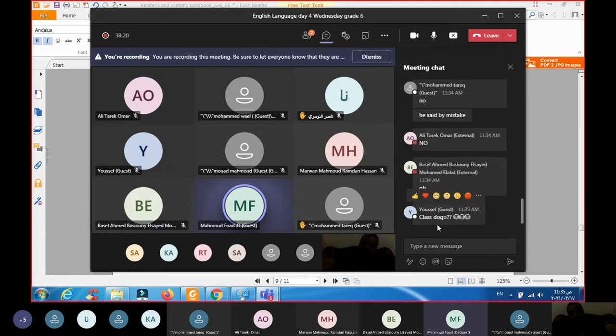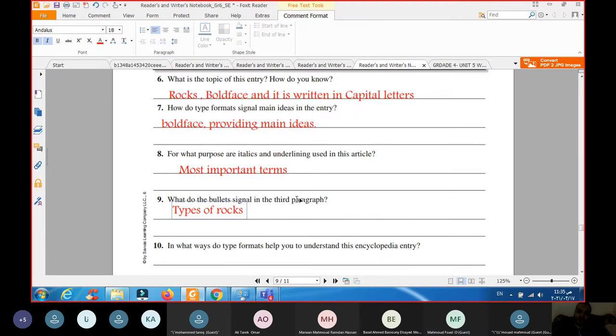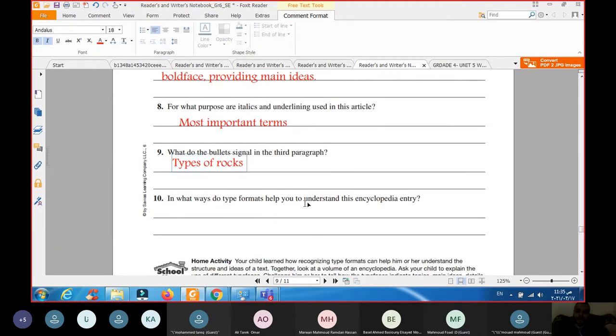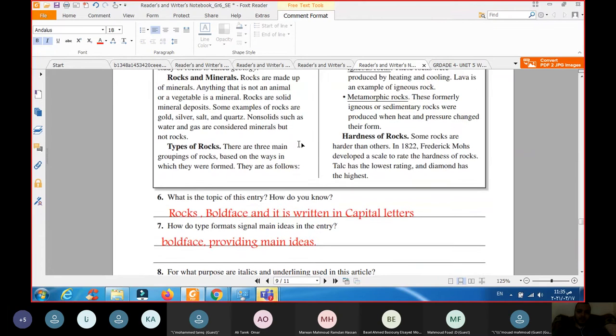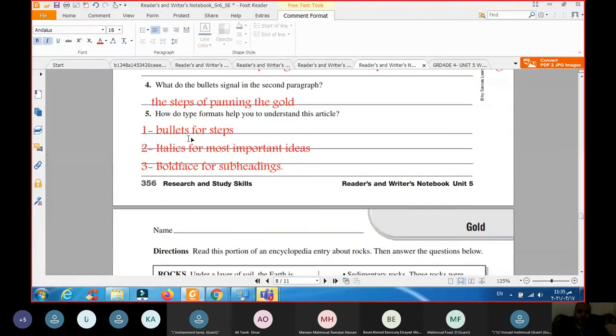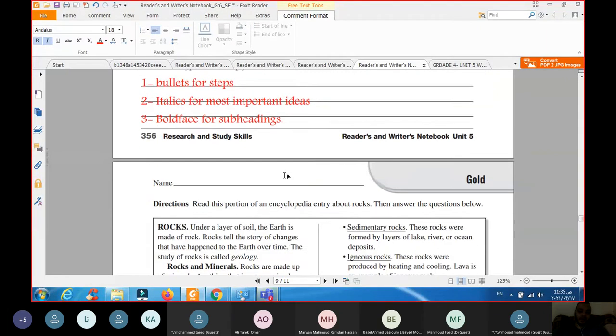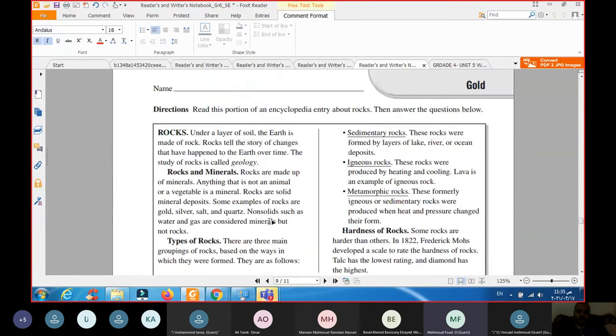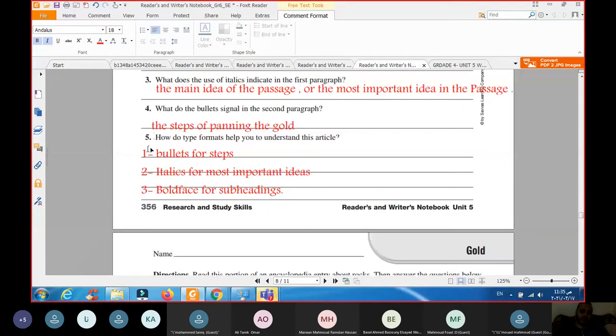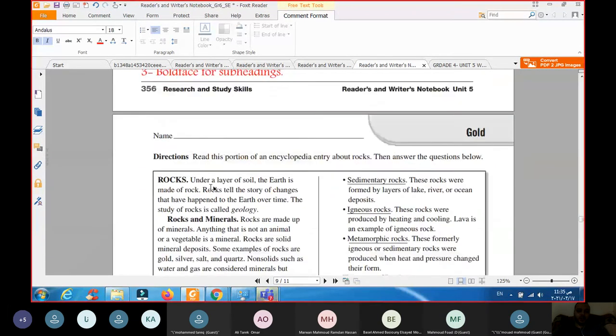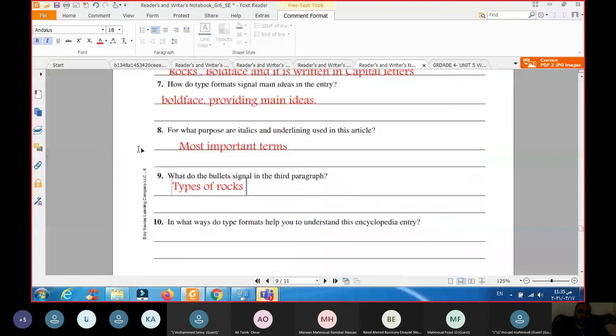Class Dojo, it was an old one. Okay, in what type of format have you this? This is an encyclopedia entry. Possible answer. Time to help you outline the table. As we have written here, you can just write the same: bullets for stats, italic for the most important ideas, boldface for subheadings and main ideas. You can write what you have already written in question 3, 5, 6. Question 5, you can write in question 10. Both.